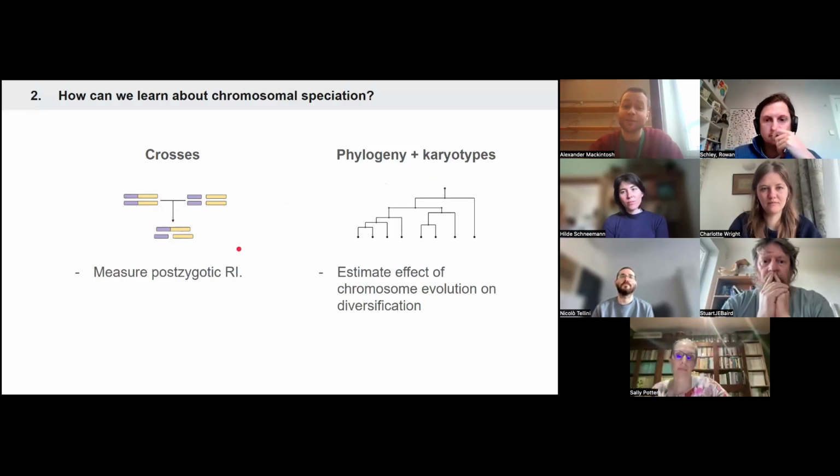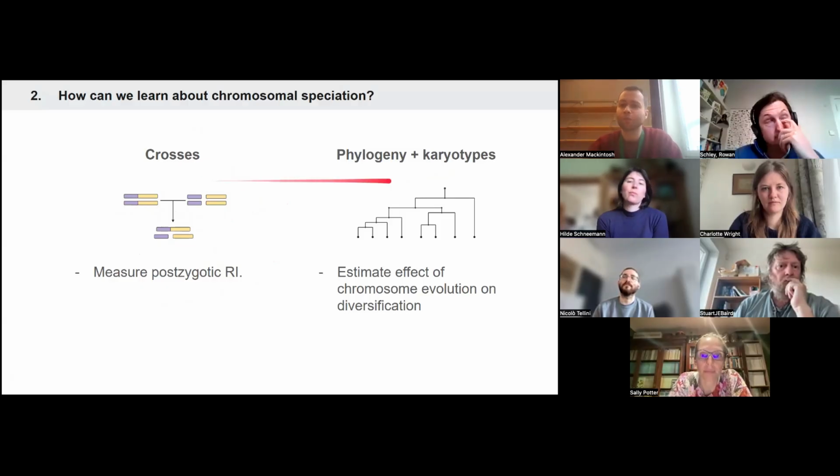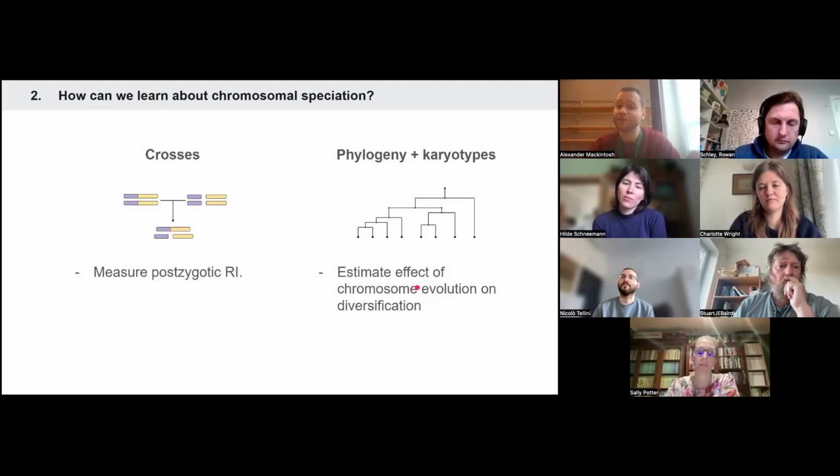You could even look at meiosis to see how rearrangements are affecting this process, and you can get really quite detailed information about what is happening. If you analyze phylogenies and the karyotypes at the tips of phylogenies, you can try to estimate the effect of chromosome evolution, so changes due to rearrangements, on diversification.